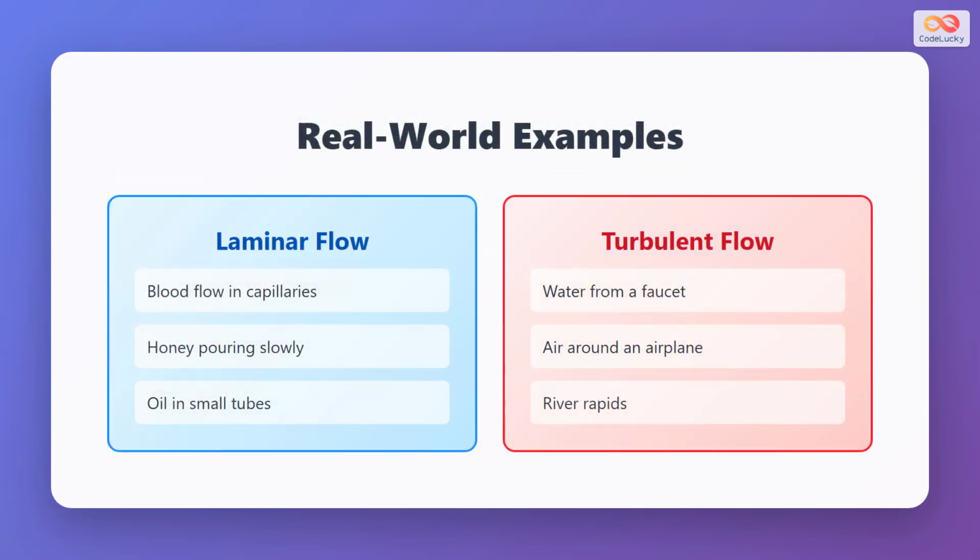Let's look at some real-world examples. Laminar flow occurs in blood flow through tiny capillaries, where the smooth flow is essential for proper circulation. You can also see it when honey pours slowly from a jar or oil moving through small tubes. On the other hand, turbulent flow is what you observe when water rushes from a faucet at high speed, air flowing around an airplane wing, or water moving rapidly through river rapids. Understanding these flow types helps engineers design better systems, from medical devices to aircraft.